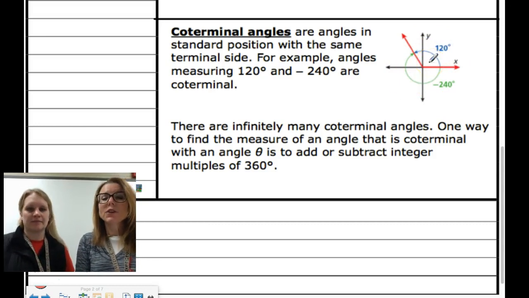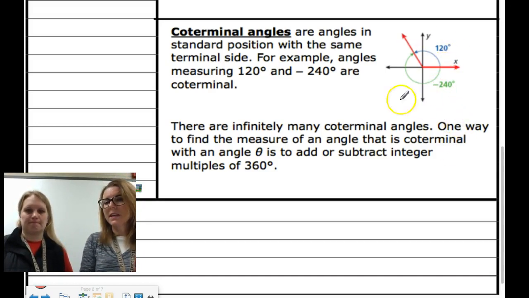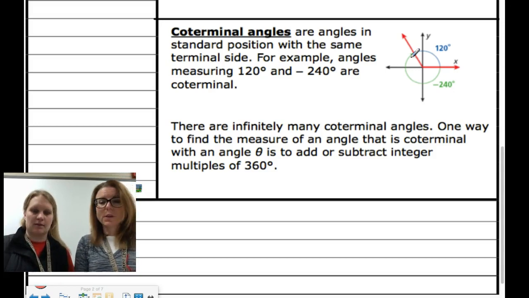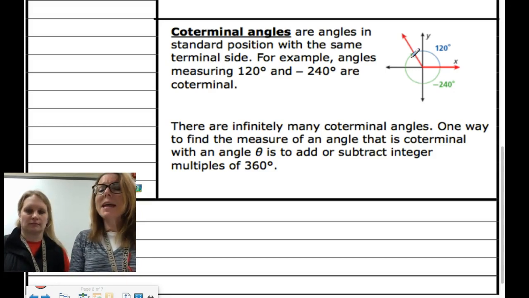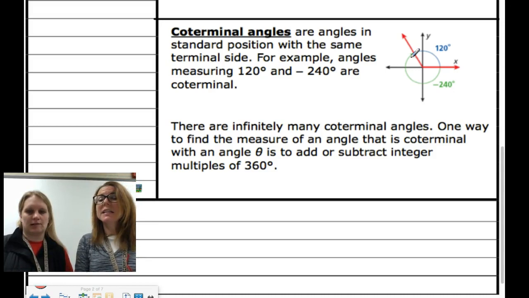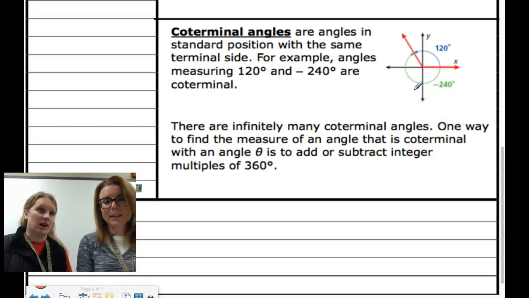For example, angles measuring 120 degrees and negative 240 degrees are coterminal angles. So they end up on the same terminal side, but they're going different directions to get there. There are infinitely many coterminal angles. One way to find the measure of an angle that is coterminal with an angle theta is to add or subtract integer multiples of 360 degrees. We just want their absolute values to add to 360 when we put them together.